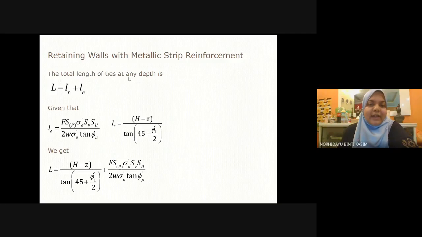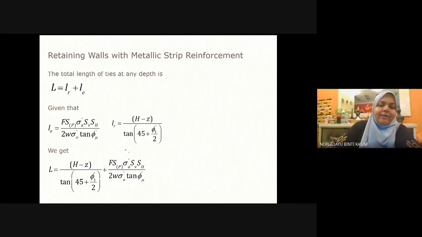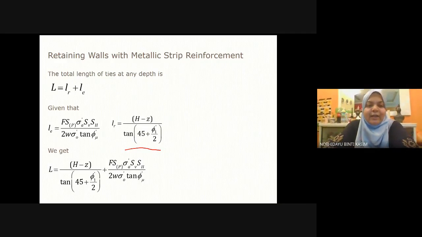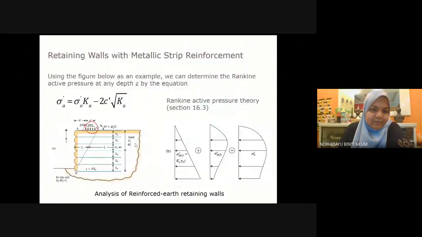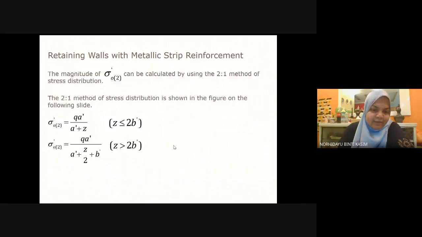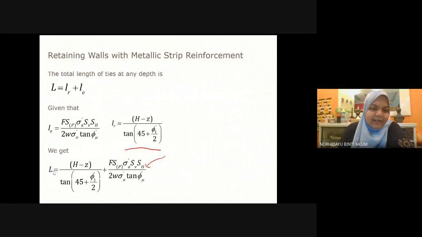And then the total length of tie at any depth Z is given by this equation: L equals LR plus LE. LE is given by this equation, and LR is given by this equation. So you substitute LE and LR into this equation and you get L. The L is here in the figure, the length of your metal strip. So LR plus LE gives you the capital L here.